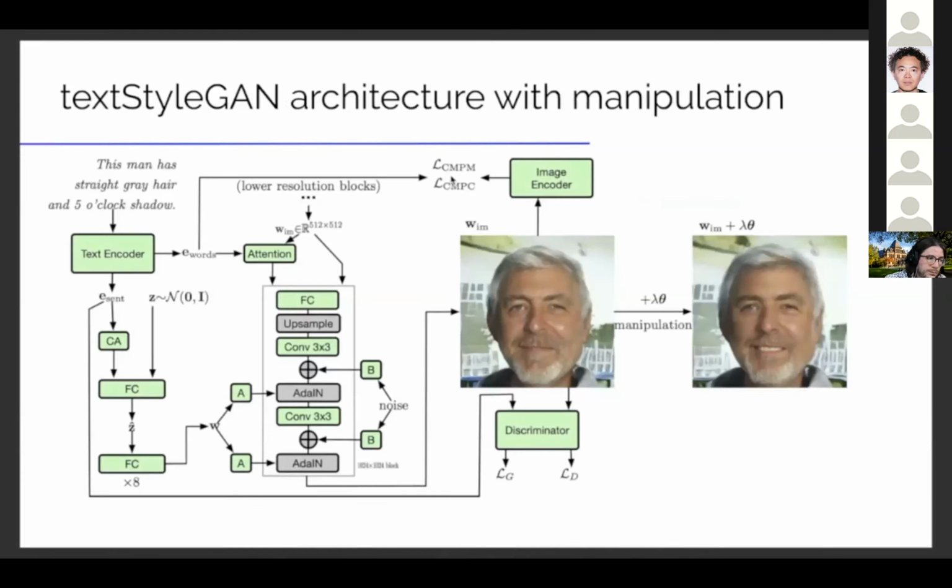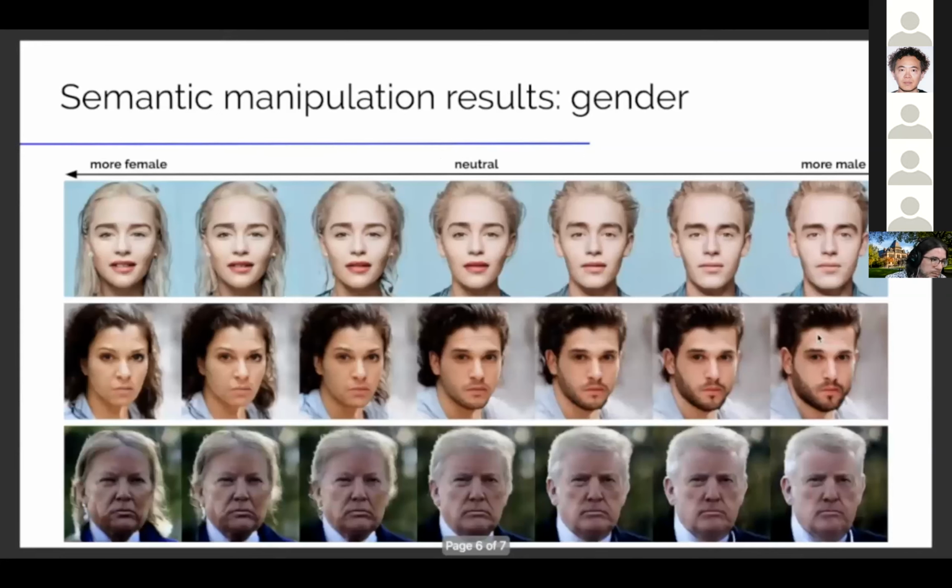To manipulate a generated image, we use image representation W as features and train a classifier to find semantic directions in latent W space. We then add these weights to obtain the manipulation. Here you can see some examples of manipulating images in gender direction.